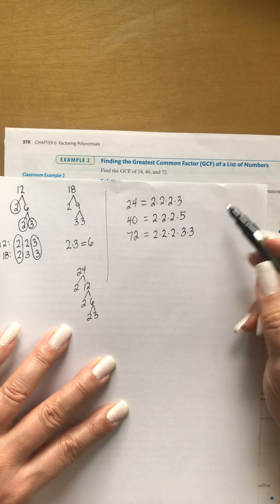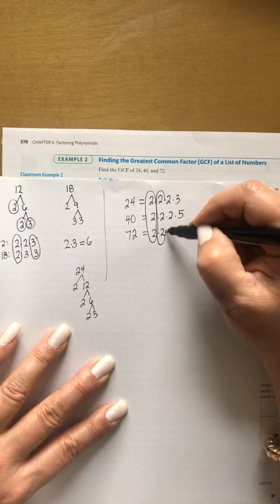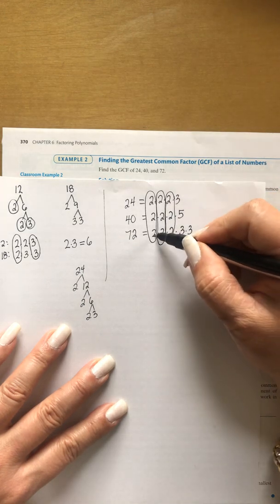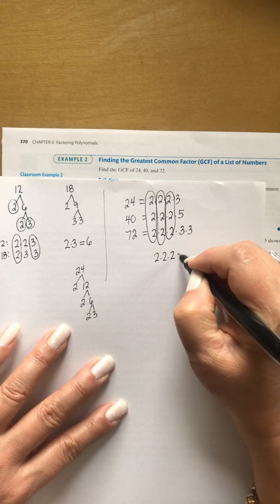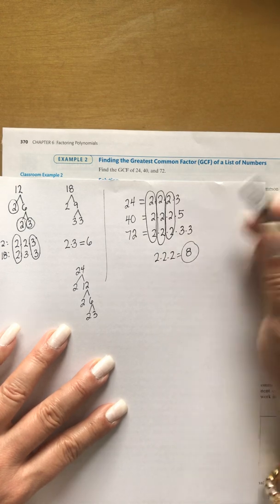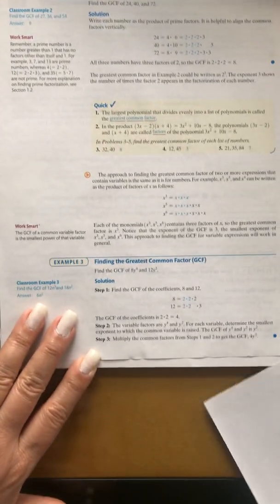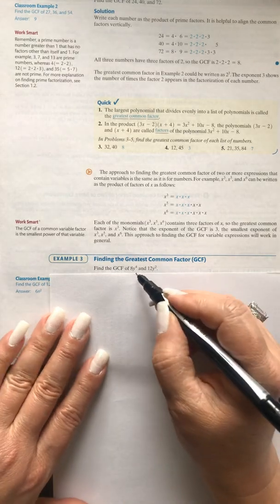So what's common to all three? We've got a 2, another 2, another 2, and that is it. So 2 times 2 times 2 is 8. So 8 is your greatest common factor. What happens when we have variables involved? You're just going to do it the same way.